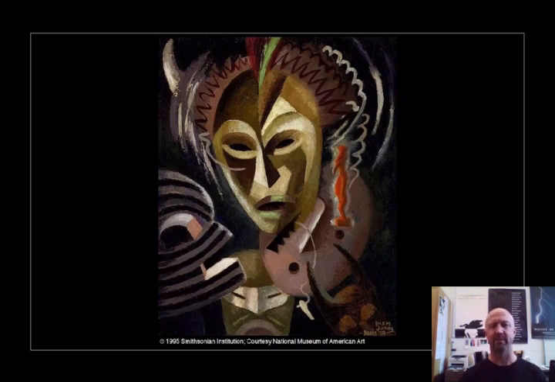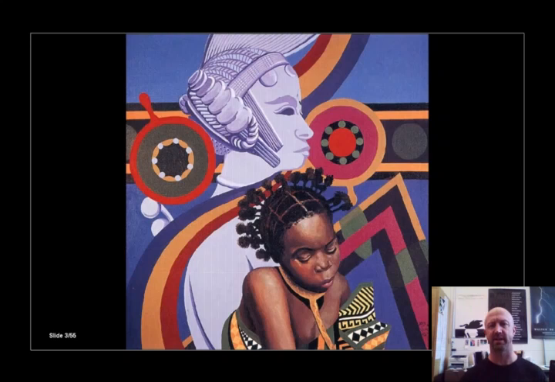So we see that, for instance, here again in a much later work from 1982 by Lois Mailou Jones, seeking out connections of contemporary Black experience and Black, in this case, ethnic traditions, such as the beautification of the body, or in this case, the interest in various hairstyles. This work is called Two African Hairstyles.